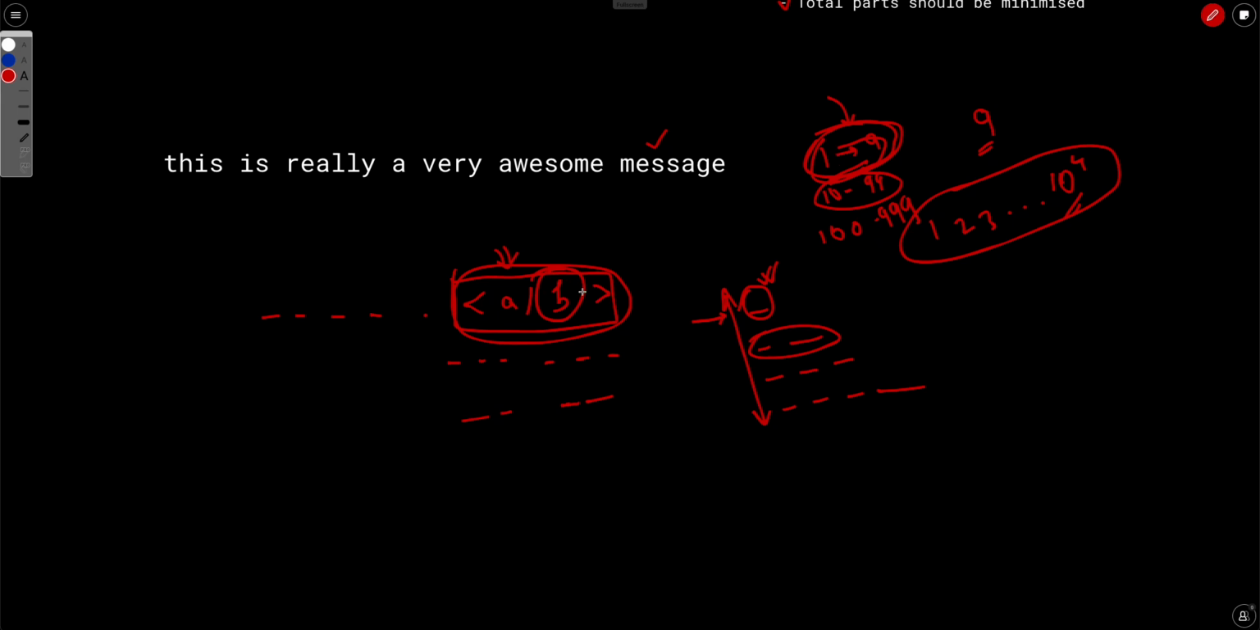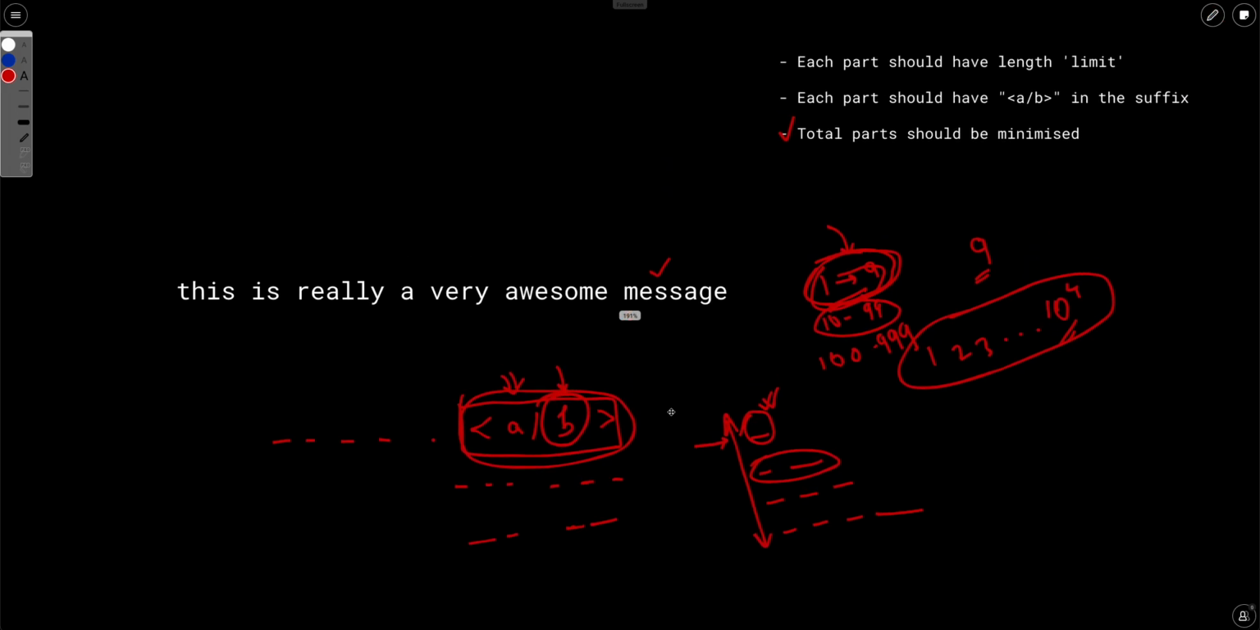Now, the argument is, there will be exactly one value of b. If length 1 is satisfied, there will be exactly one value of b. Okay, and why is that? It is because the length of each part should be limited. Because the length of each part is limited, there can't be two different values of b which satisfy this one space.